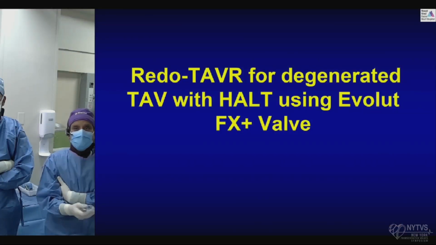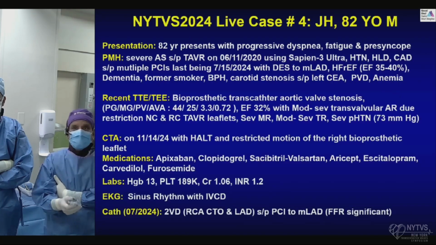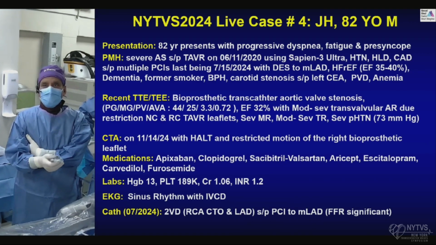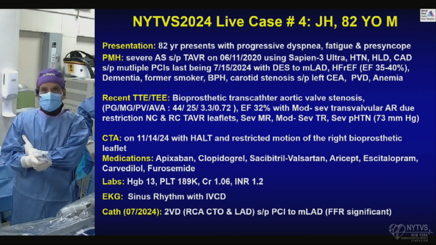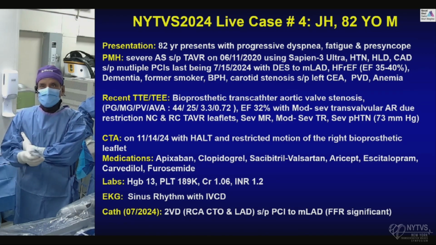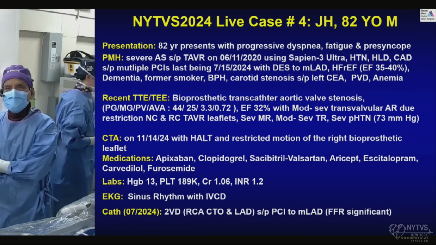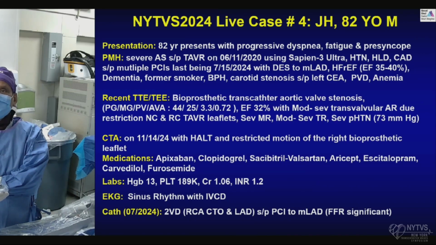So it will be a Redo-TAVR for degenerated TAV with HALT using Evolut FX. In this particular case, the patient is 10 years younger than the previous patient, 82 years old, with dyspnea and a syncopal episode. She had a TAVR in 20, using Sapien Ultra at that time, and we'll go through why this happened. Multiple comorbid conditions, extensive peripheral arterial disease, even carotid endarterectomies.